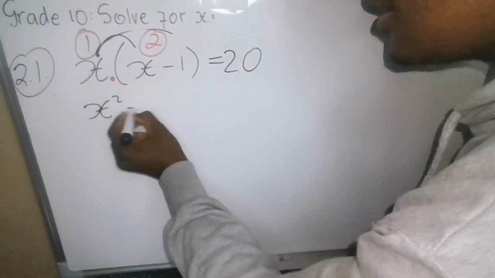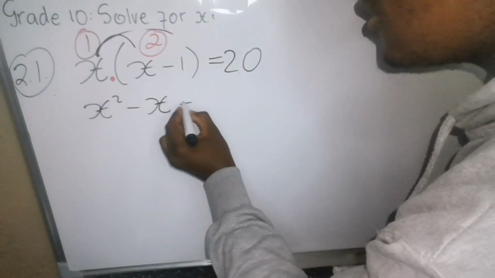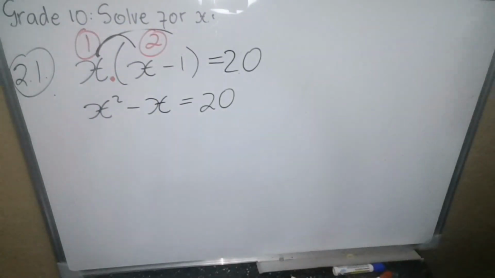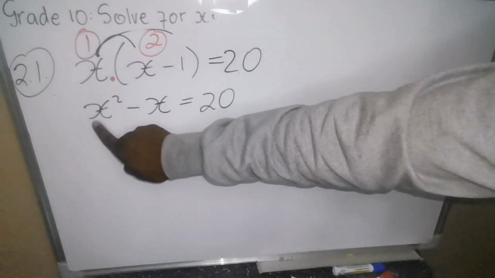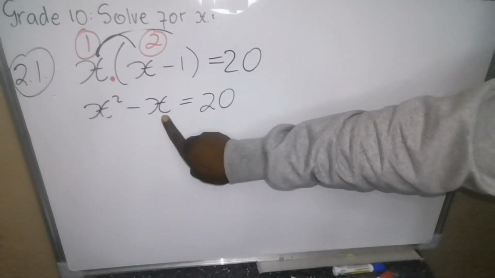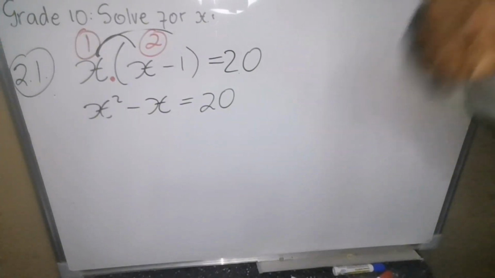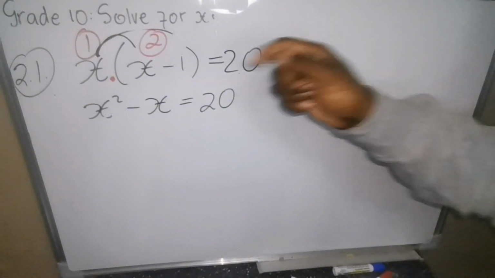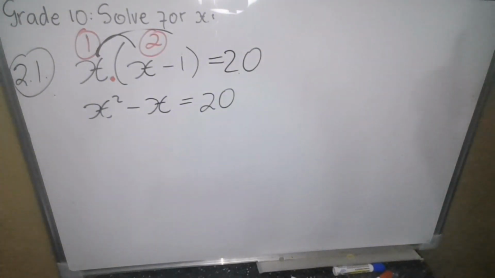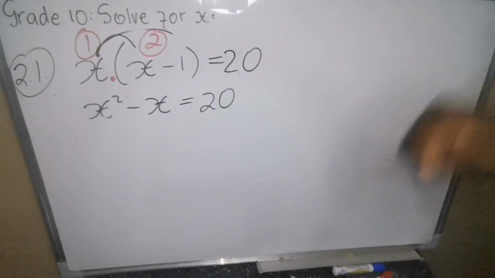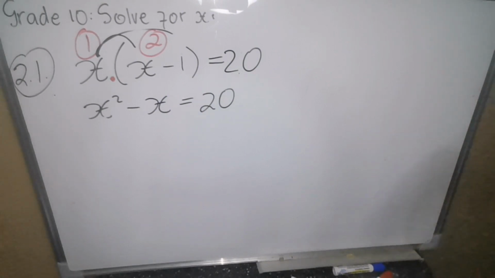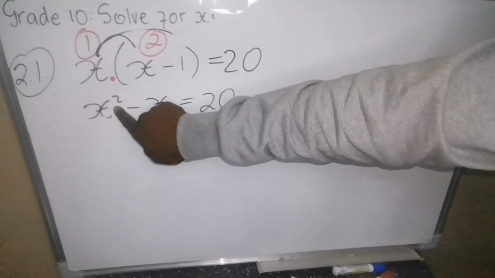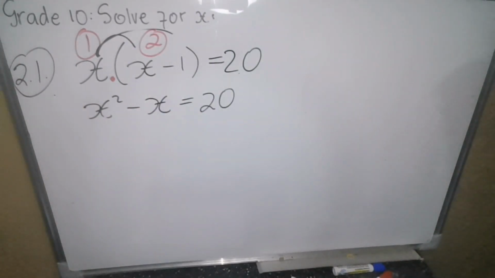x times negative 1 minus x equal to 20. Then we've got three terms: first term, second term, and my third term. They are separated by negative and positive signs. If we have three terms, therefore be left with 0 on the other side. That's our aim. When you solve for x, in most cases, if you've got x squared, make sure that you're left with 0 on the other side. That's our aim in most cases.